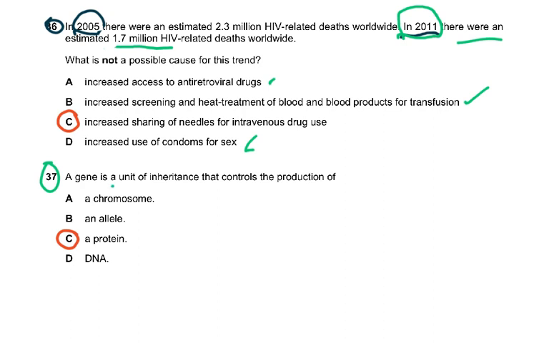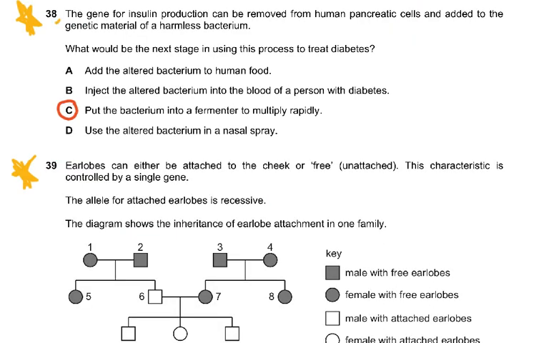Question 37. A gene is a unit of inheritance that controls the production of a protein. This is something very factual. A gene is a unit of inheritance, and it actually dictates how that protein should be made. It's just like the recipe to make a protein, like you have a recipe to make a chocolate cake. So this is the recipe to make a protein.